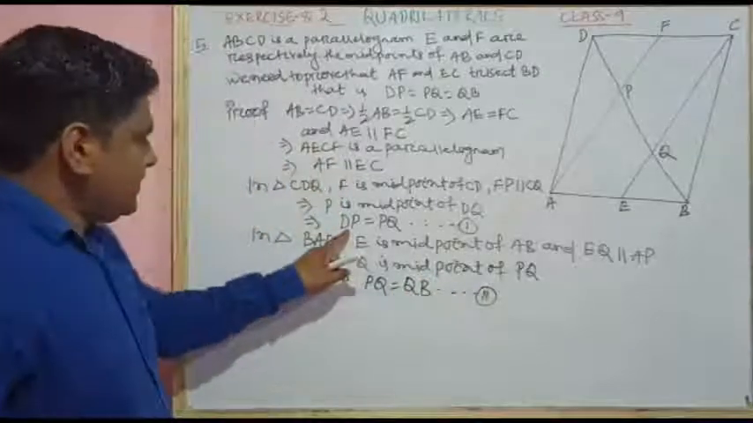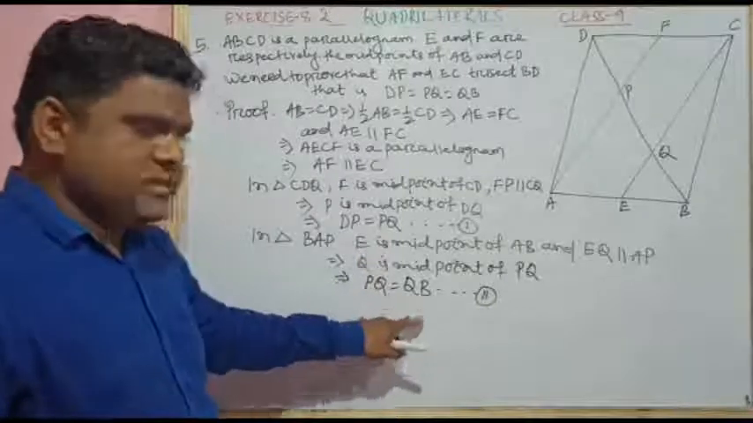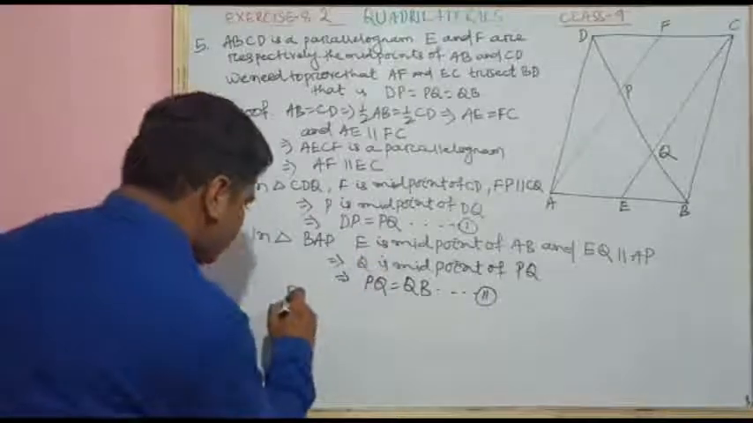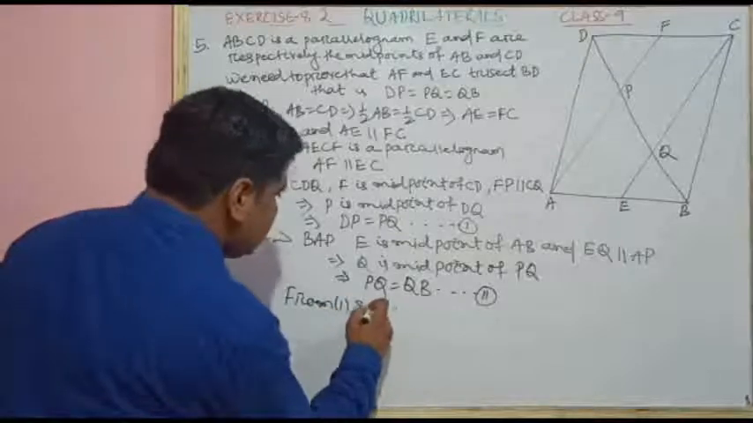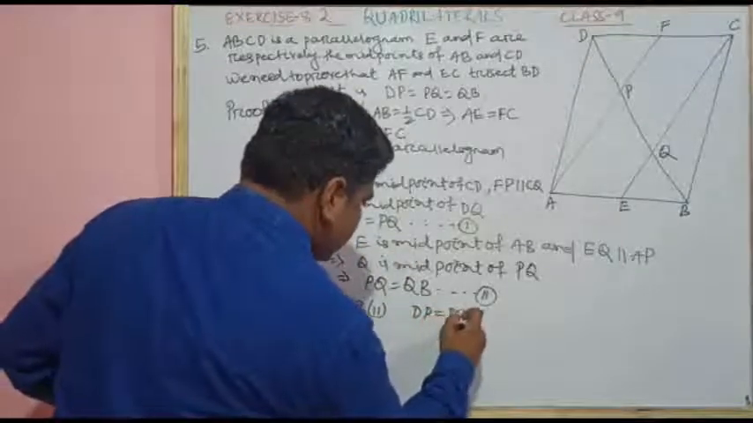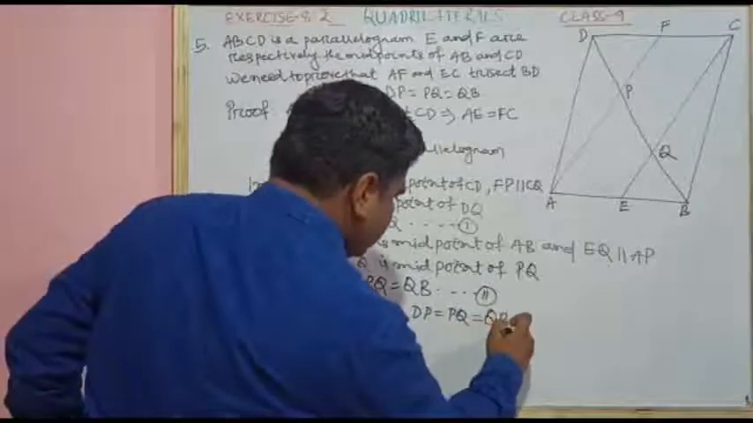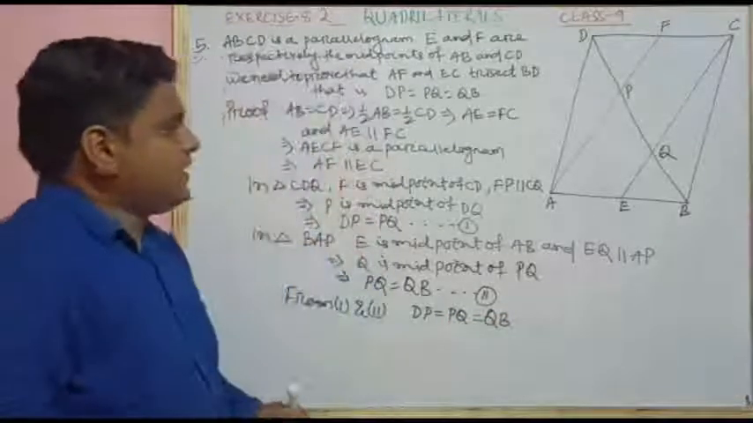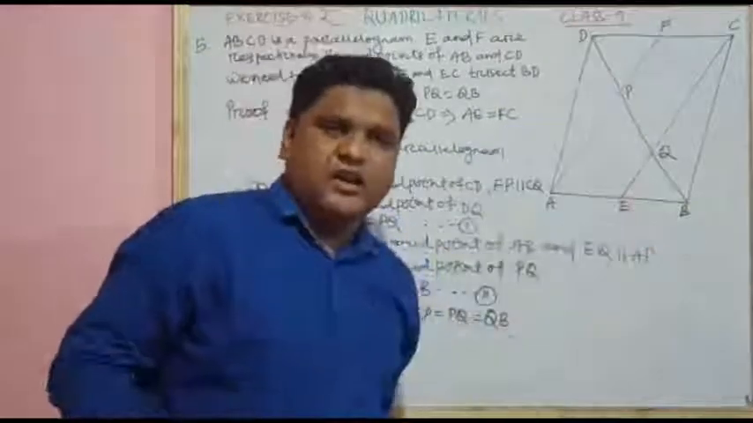From equation 1, DP is equal to PQ and from equation 2, PQ is equal to QB. So the lines AF and EC trisect the line BD. We have proved it.